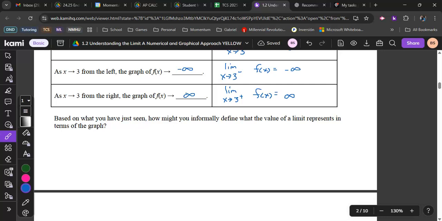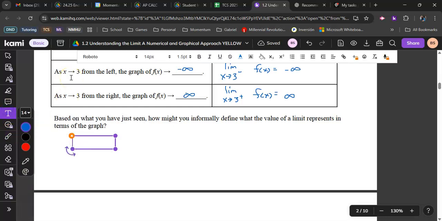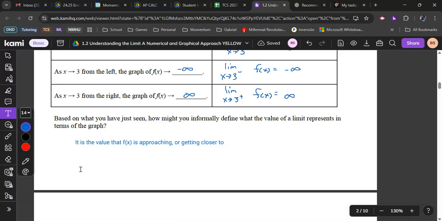All right, so based on what we've just seen, how could we informally define the value of a limit represented in terms of this particular graph? Well, it's really just whatever f of x or y is getting closer to, right? So let's write it as the value that f of x, which is y if you can't think of it that way, is approaching, or getting closer to. Does that make sense? You're going to hear me say that a lot. So what are we getting close to? I think I've already said that to you guys a few times, right?